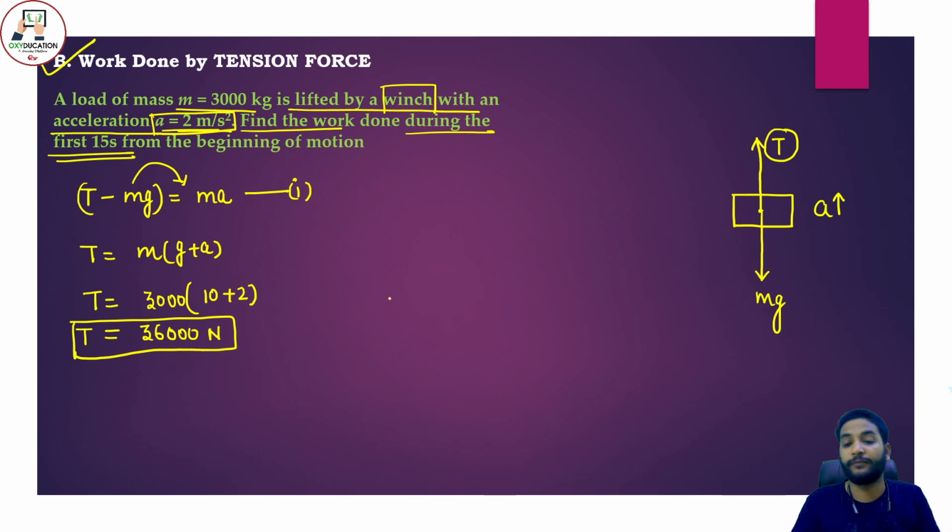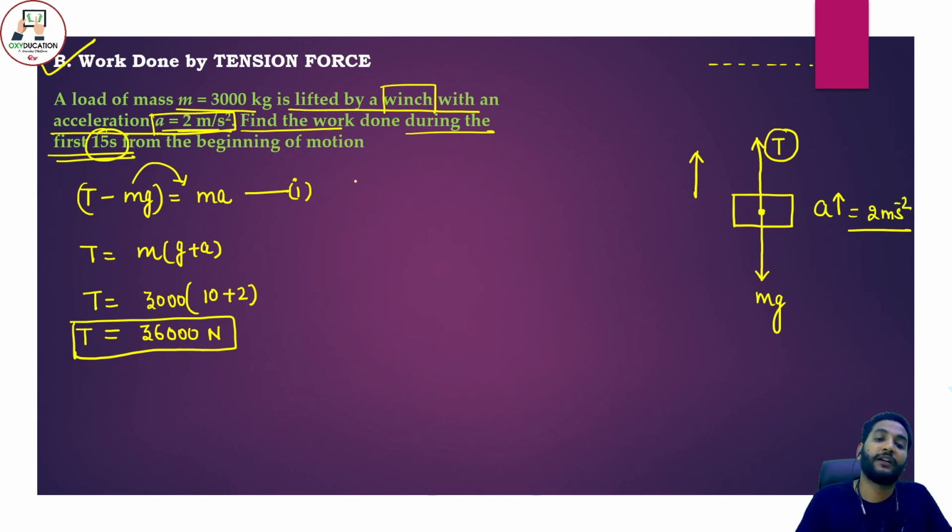Okay, since this body is accelerating upward, obviously it will move, right? So what is the displacement of this body if it is moving with an acceleration of 2 meters per second square for 15 seconds? The initial velocity, let's suppose 0, the acceleration in upward direction is 2 meters per second square, and the time is given, that is 15 seconds.